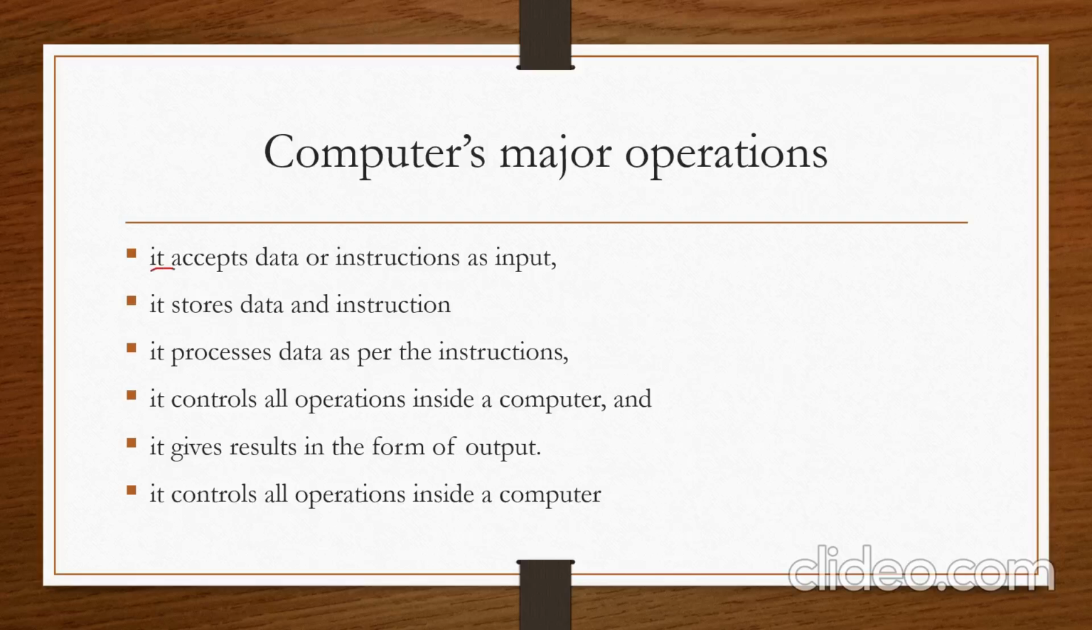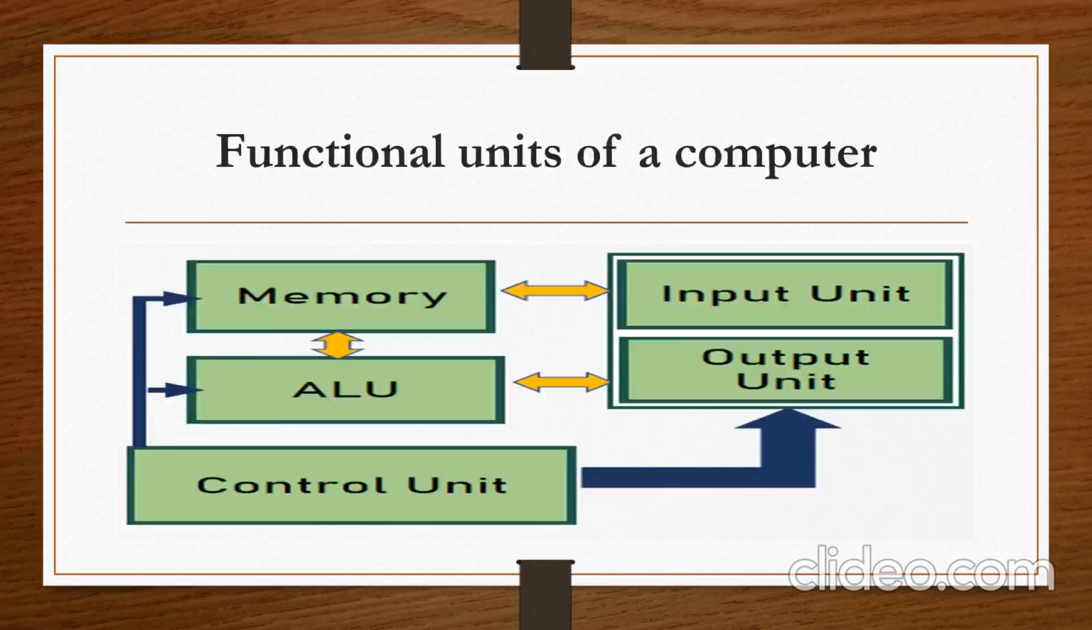So the first operation of a computer is it accepts data or instructions as input. Whatever you enter into the computer is looked at as data. Then it stores data and instructions. Then it processes data as per the instructions, depending on what you want. Then it also controls all the operations inside the computer, and it gives results in form of output.